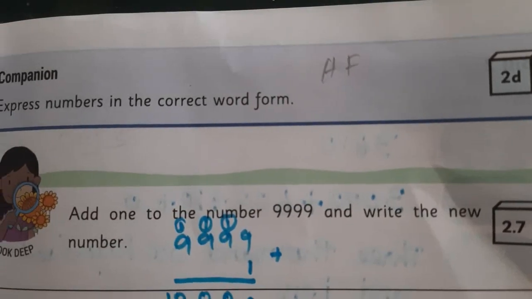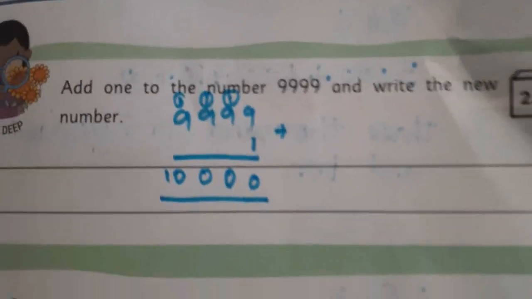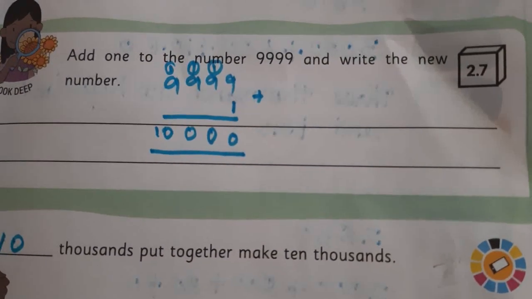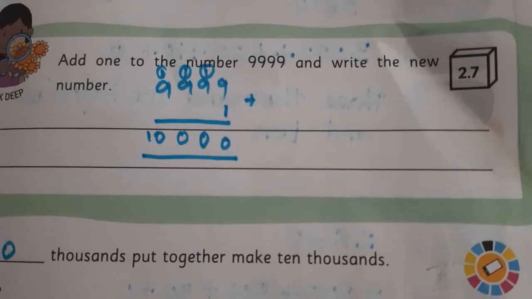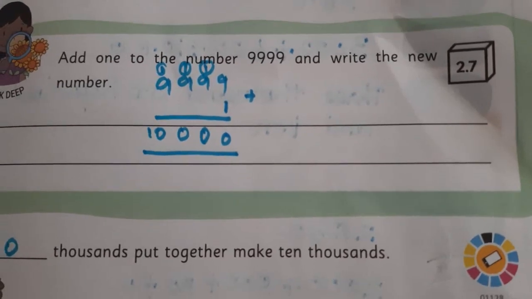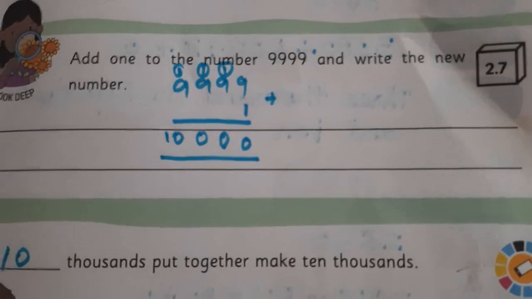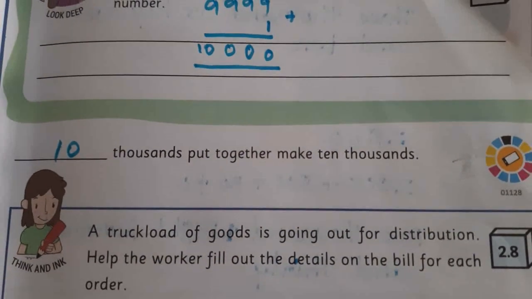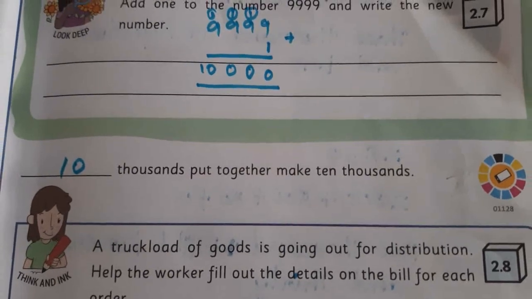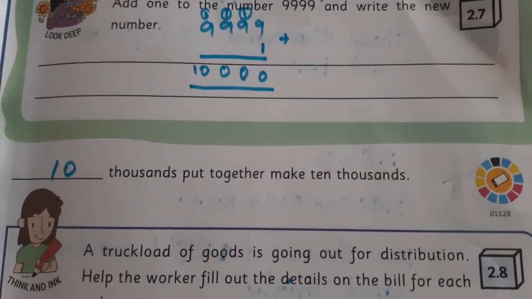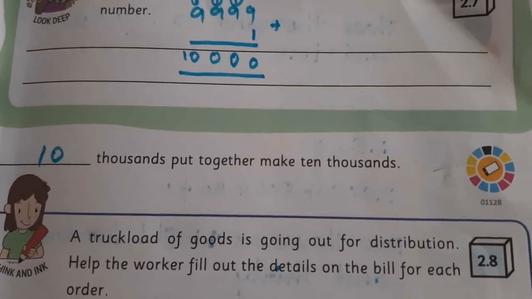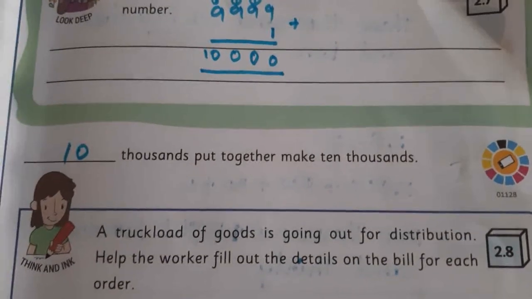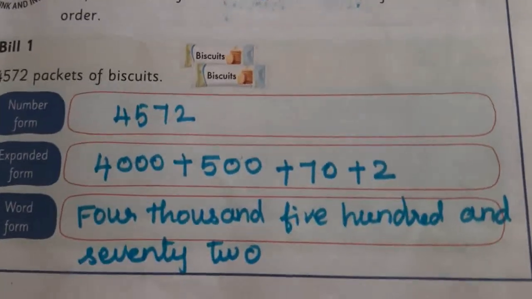Next one, it's a Look Deep activity. Look Deep activity means if we add 1 to 9999, we get one new number, that is 10,000. 10,000 means how many thousands can we put together to make 10,000? Obviously it's 10. So 10 thousands make 10,000. 2 thousands make 2,000. 3 thousands make 3,000.